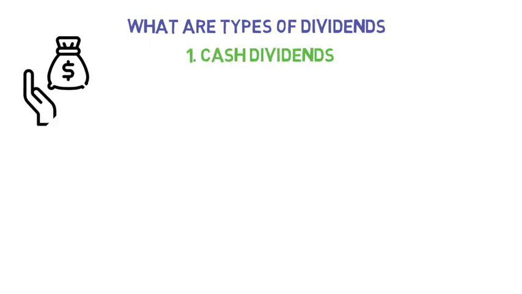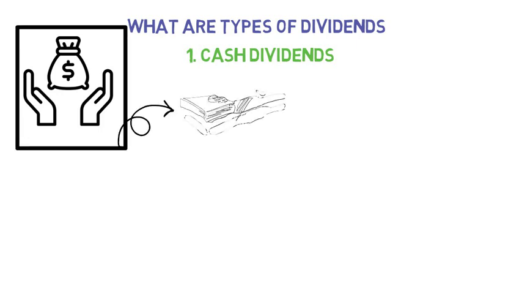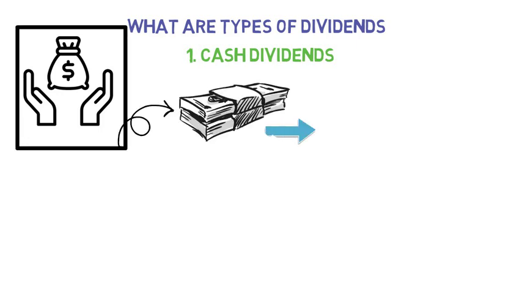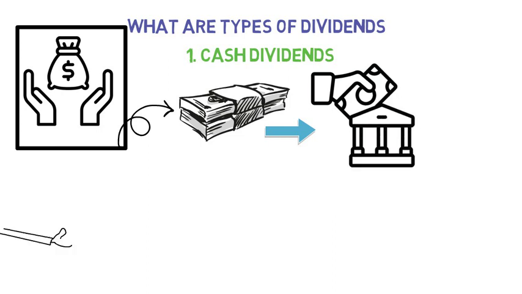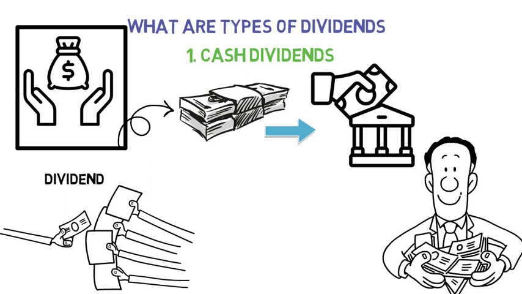Now let's talk about the types of dividends. Number 1. Cash dividends. These are the most common type of dividend. They are paid out in the form of cash directly into the shareholder's brokerage account. Companies typically declare a specific amount per share as the dividend, and shareholders receive that amount for each share they own.